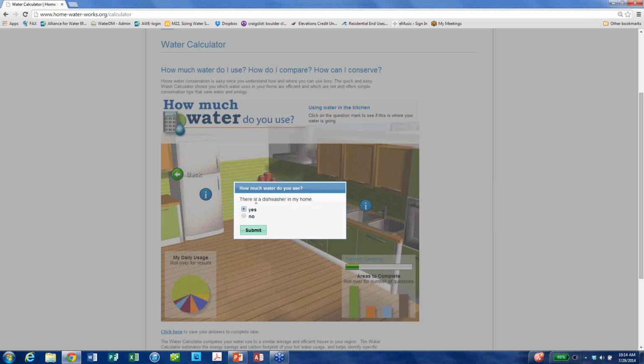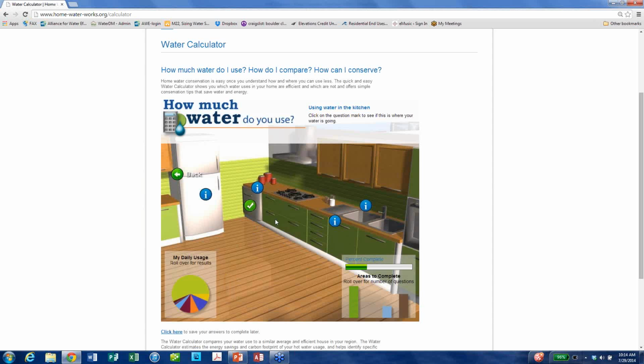So yes, there is a dishwasher at my house. And I have installed a new Energy Star dishwasher. Yes, I have replaced my dishwasher since 2006. And in our house, we run the dishwasher a lot. So I'm going to say that we run it 6 times a week. I think that's probably more accurate with all the growing boys and all the dishes.